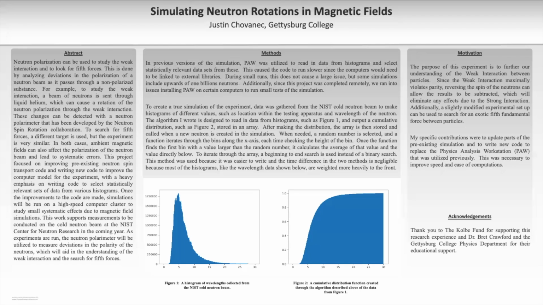Here I have two different histograms. The first is data for a wavelength of the neutrons that was collected on the NIST cold neutron beam. And the second is the cumulative distribution created within the code for the histogram seen in Figure 1.